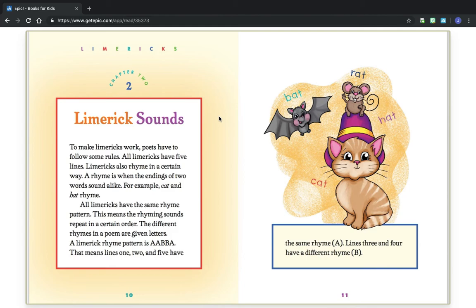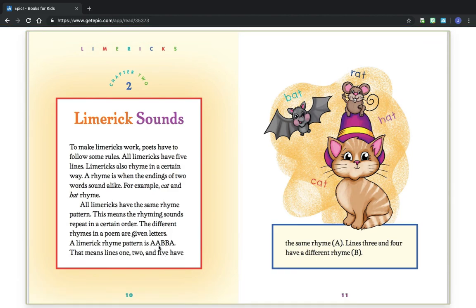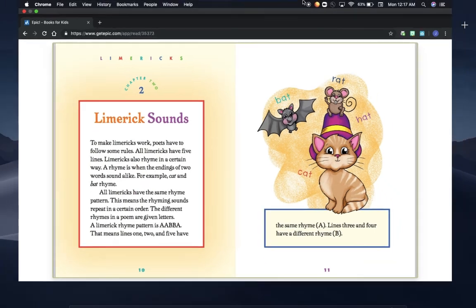So let's get into the PowerPoint now so you guys can see an example of that, because we're going to look at the rhyming pattern A, A, B, B, A. Okay, so A, A, and the last line have the same rhyming words, and the two middle lines will have the same rhyming words. But let's go ahead and look at that in our PowerPoint.